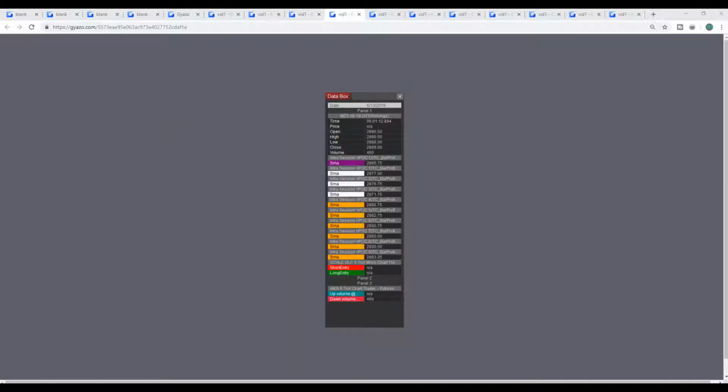Or continued. This is the data box. If you highlight the chart we were just looking at, this is the intra-session POCs. All those values, all 10 values right there for you on the charts.